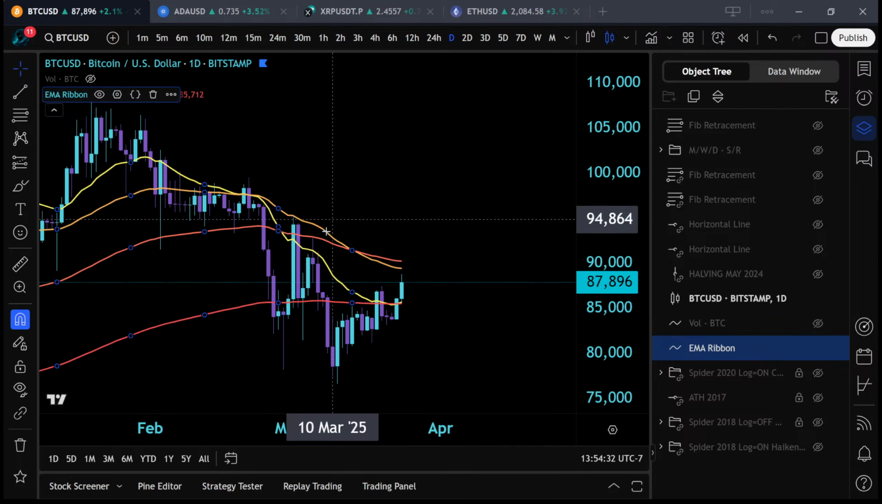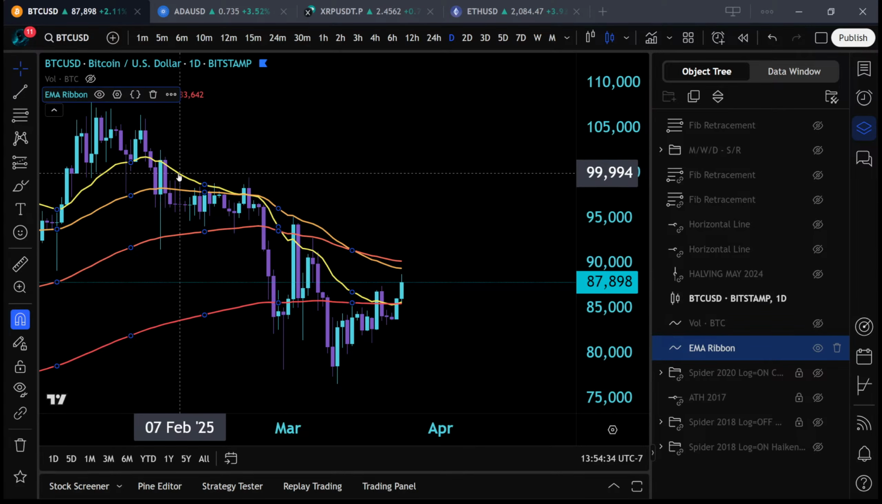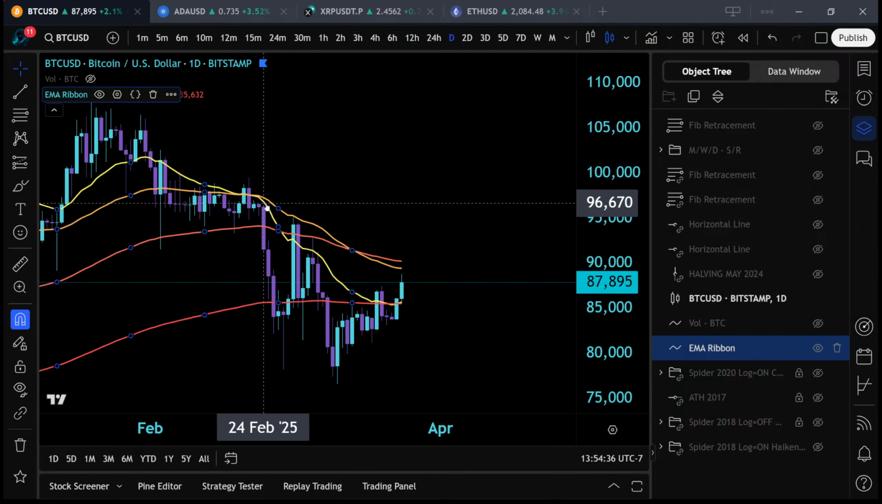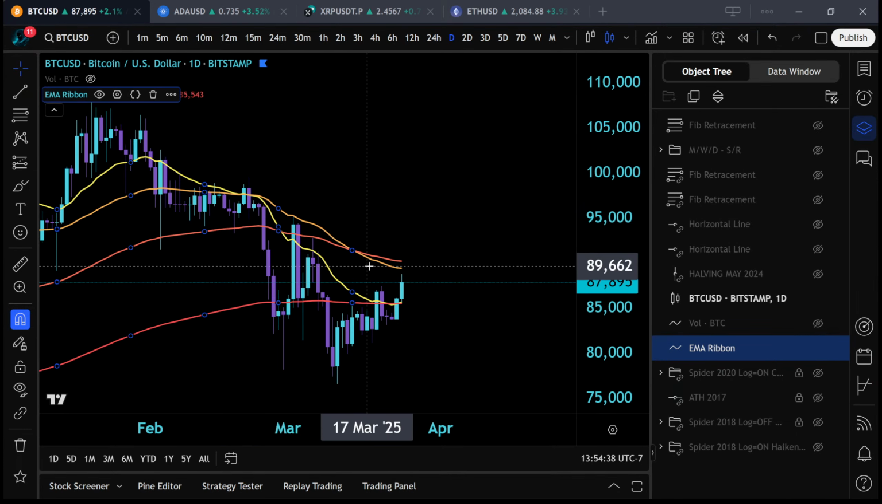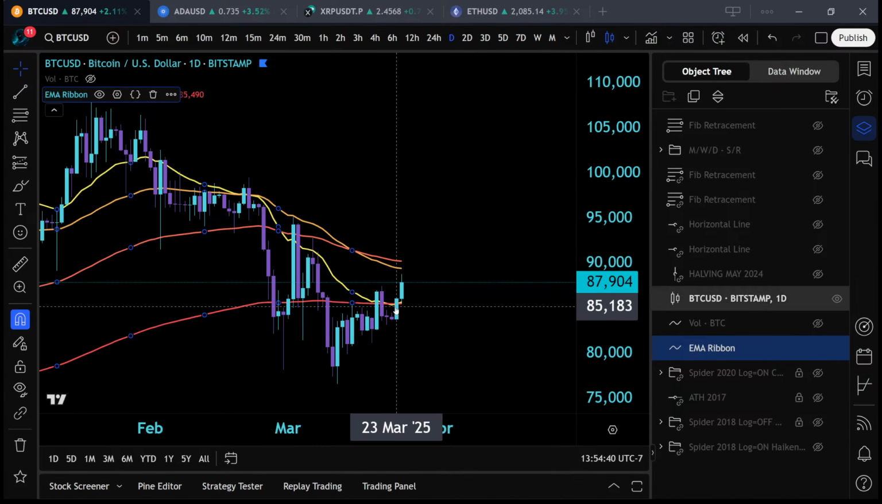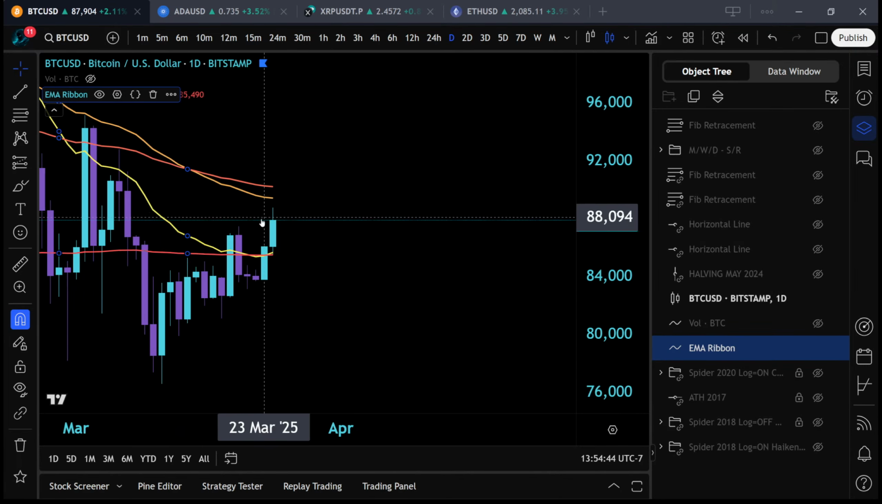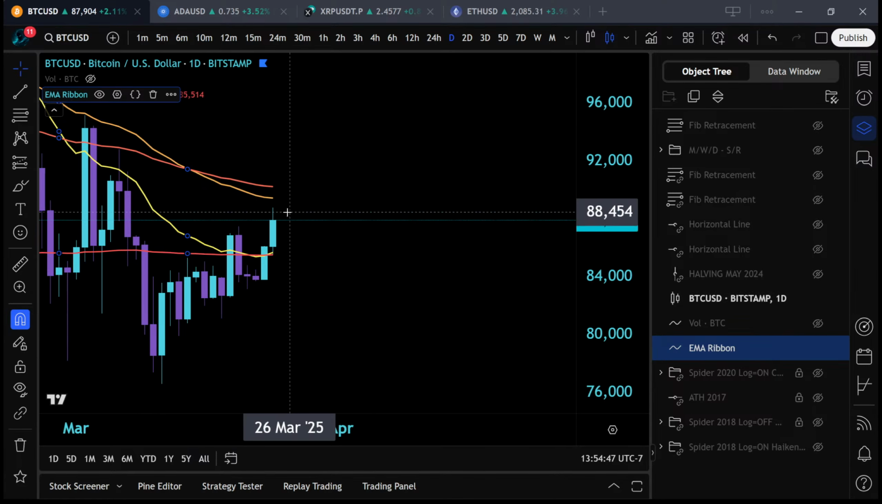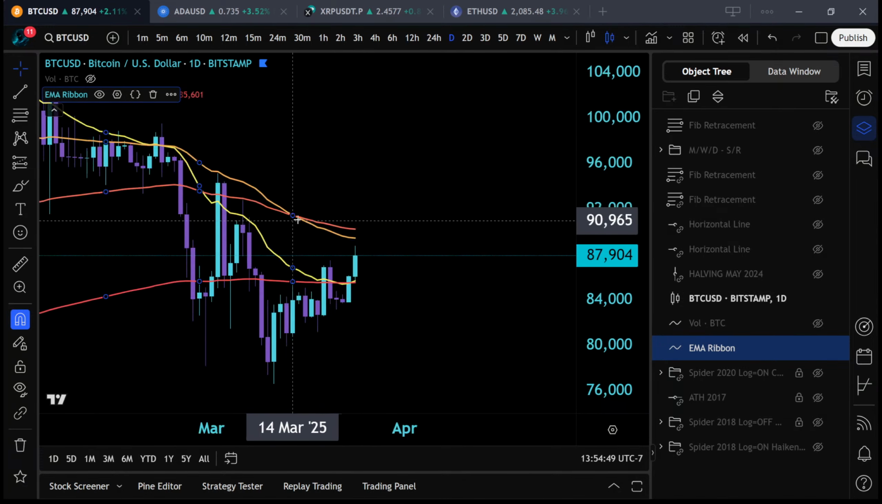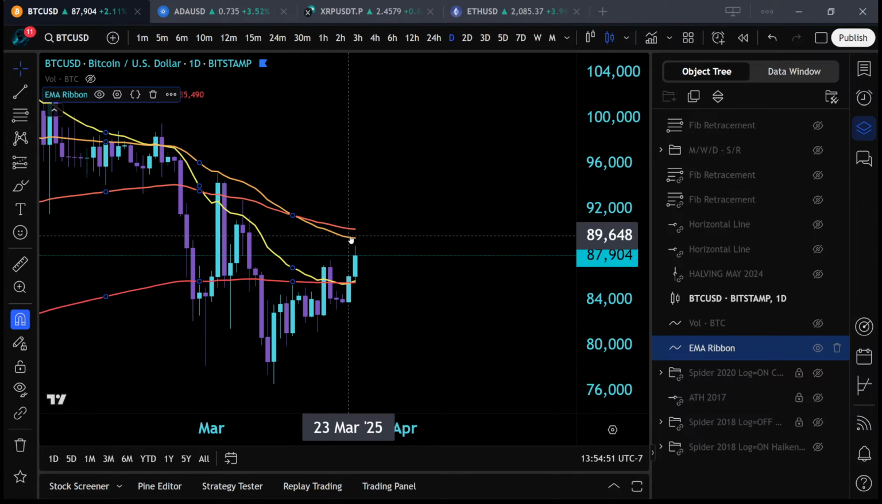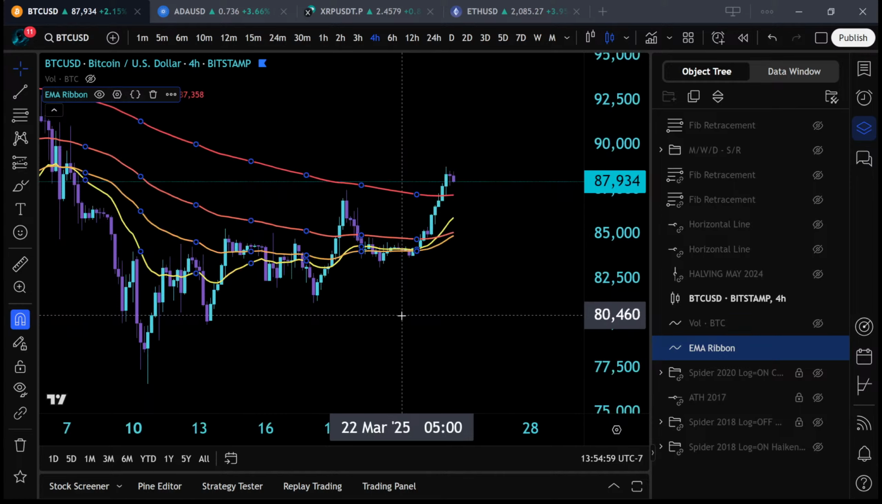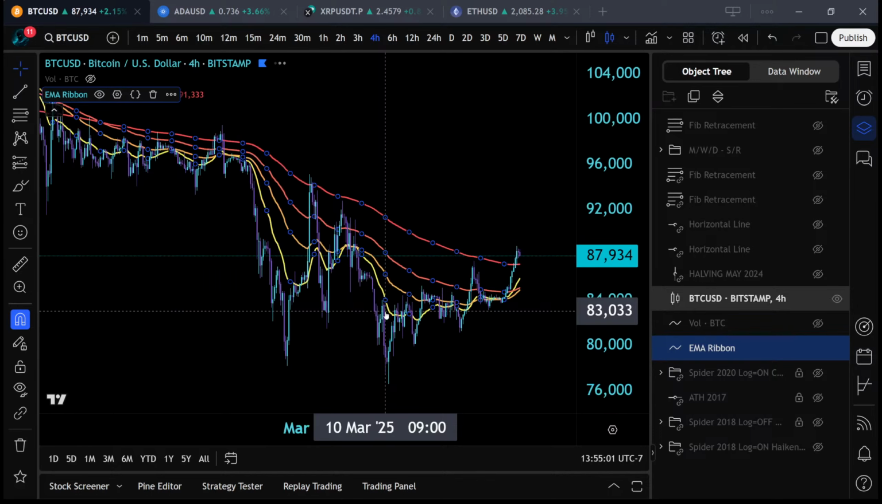So we see that the yellow one is the 21 that crossed over the 55. Both of them crossed over the 100, and if we look closely here, it looks like the 21 is bouncing. So it looks like we might be finding support right here. I wouldn't consider the EMA bullish until this orange line and this yellow line have crossed back over this light red line. So if I just go down to the 4 hour, we could see that it actually, where were we at?